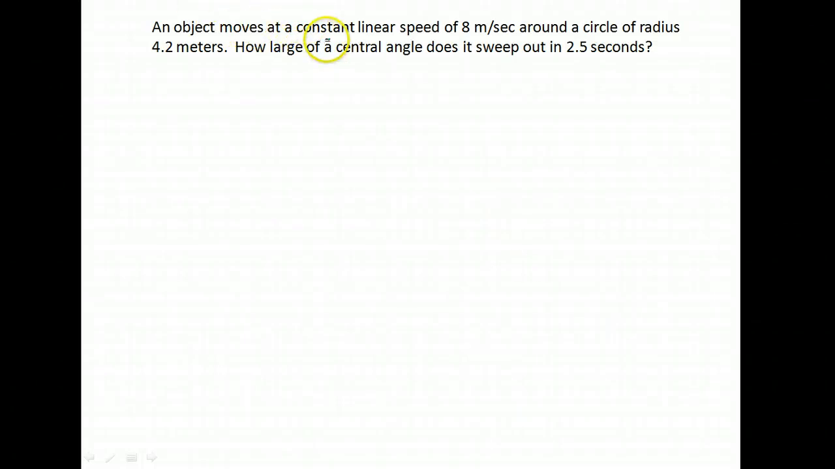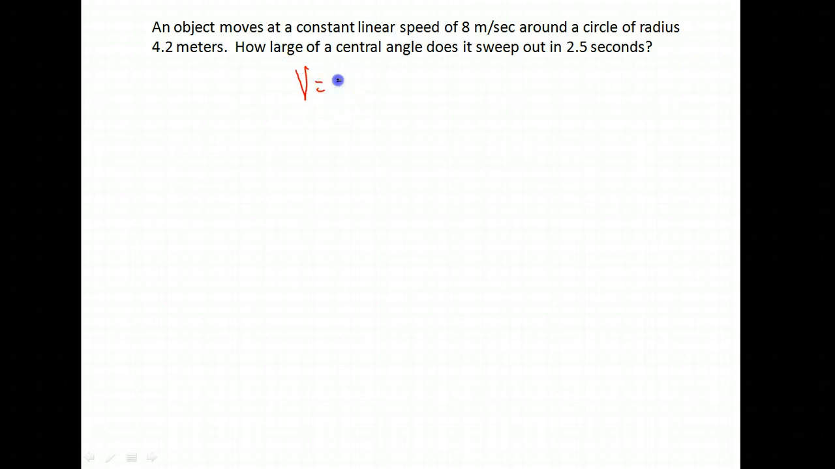Right, an object moves at a constant linear speed of 8 meters per second around a circle of radius 4.2 meters. How large of a central angle does it sweep out in 2.5 seconds? Okay, well, what were we given here? We were given the linear speed.